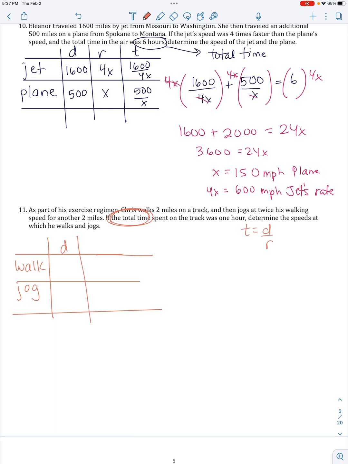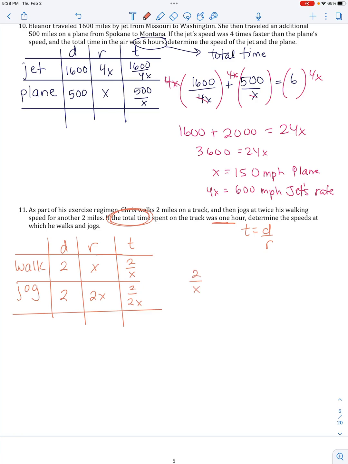So I'm going to do the first column distance, second column rate, and the last column time. It doesn't really matter what order you put the columns in, but because we're doing time equals distance over rate, I'm putting the distance and rate first. The distance for both is 2 miles, but his rates are different. So he jogs twice as fast. So the walking rate would be x and the jogging rate would be 2x. Since time equals distance over rate, you would do 2 over x for the time and 2 over 2x for the other time. The total time is 1 hour.